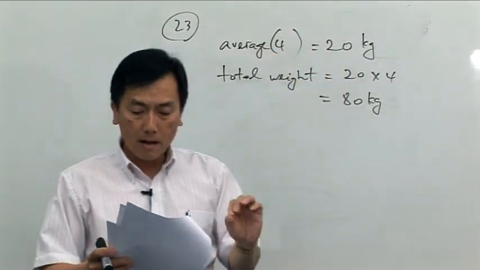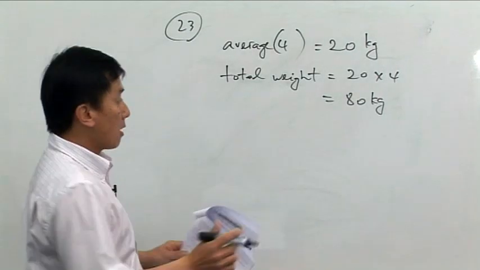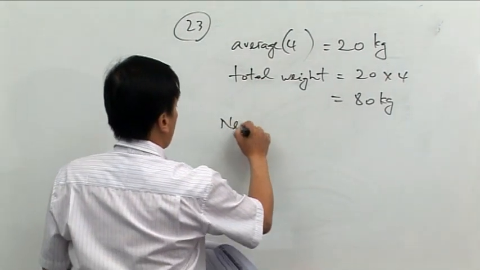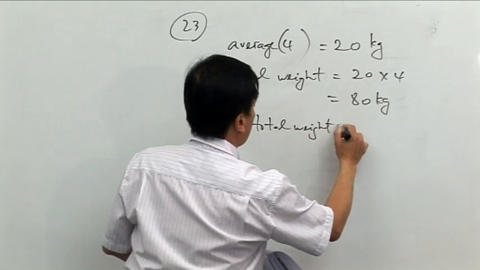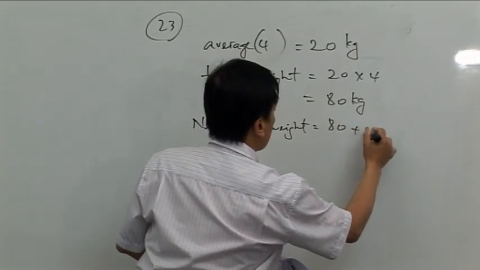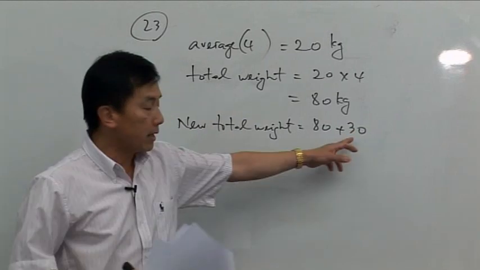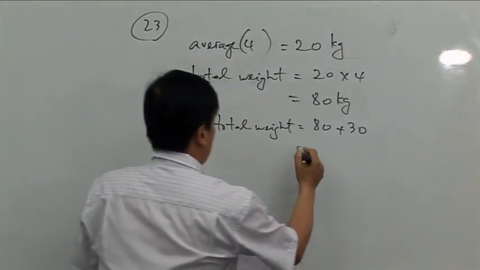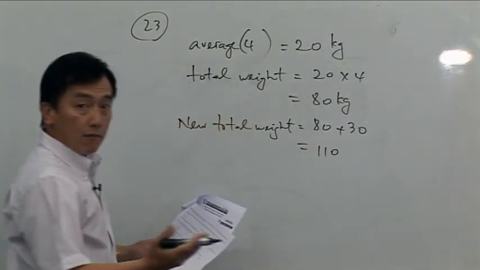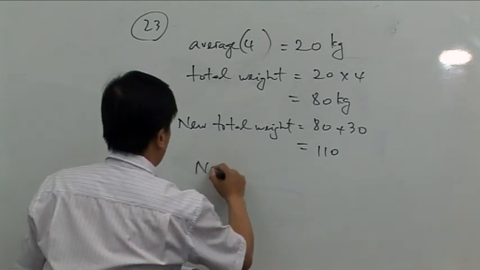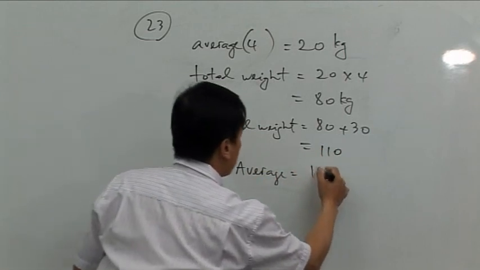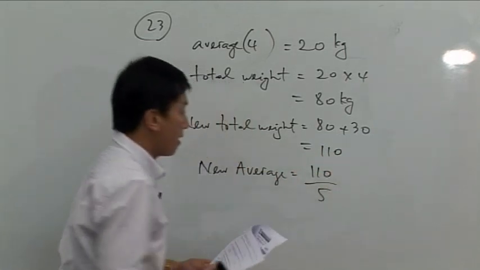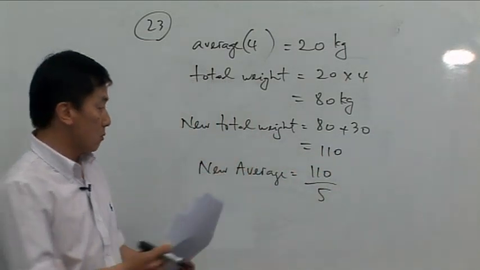Now you've got a fifth one, which has a weight of 30 kilograms. So my new total weight is now 80 plus 30, which is the weight of the fifth one. That would give us 110. So therefore, the new average will equal 110 divided by 5. Remember, now we've got 5 bags in total.